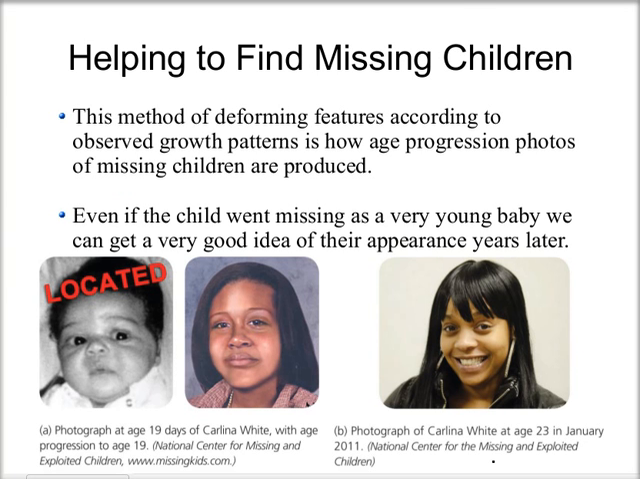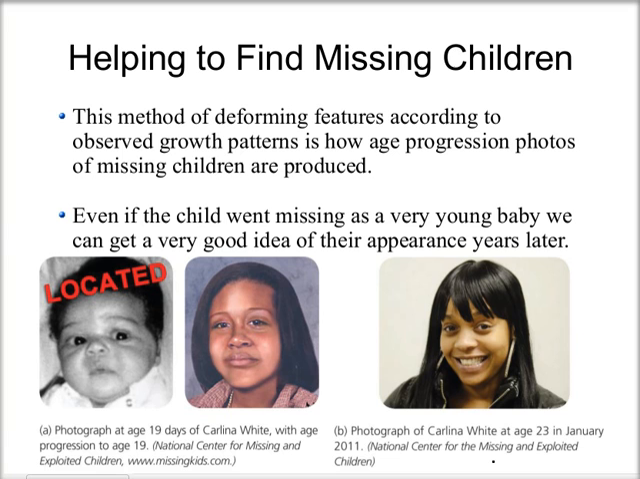And a method similar to that one is used to help find missing children. That method of deforming features according to observed growth patterns is how age progression photos of missing children are produced. So even if the child went missing as a very young baby, we can get a very good idea of their appearance years later.